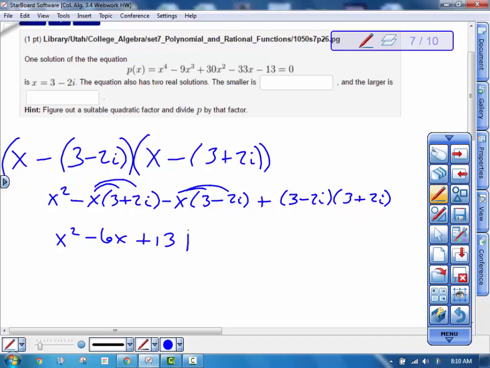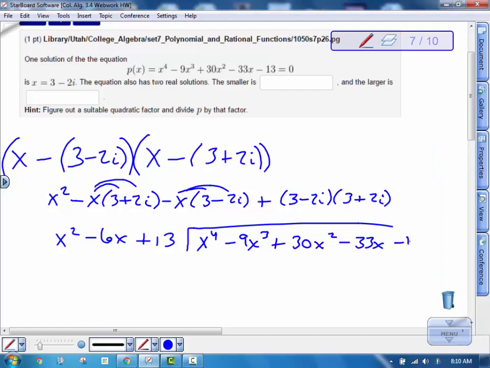Now I need to divide it into this other polynomial, x to the 4th minus 9x cubed plus 30x squared minus 33x minus 13. So I need to put something up here to multiply by x squared to get x to the 4th. That'd be x squared. X squared times x squared is x to the 4th. Follow through. It'd be negative 6x cubed plus 13x squared. All right, subtract.